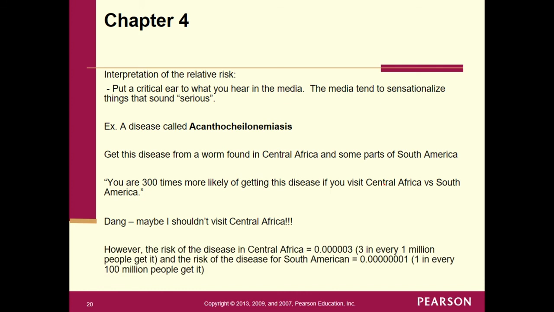Let's read through this. If you actually look it up, the risk of disease in Central Africa is 3 in every 1 million people, and the risk of disease for South America is 1 in every 100 million people. So even though they did give you the right relative risk, they didn't tell you what the individual risks were. And if they told you what the individual risks were, maybe it's not so dramatic.